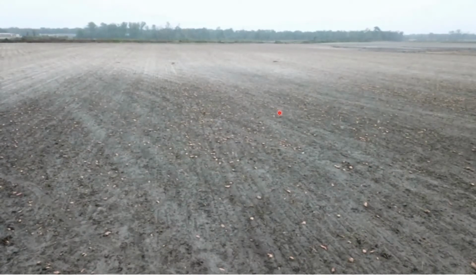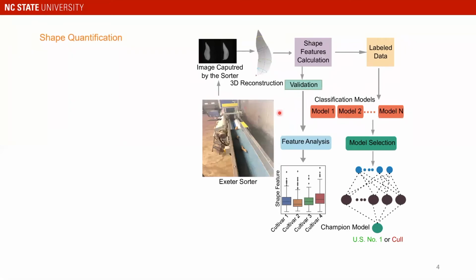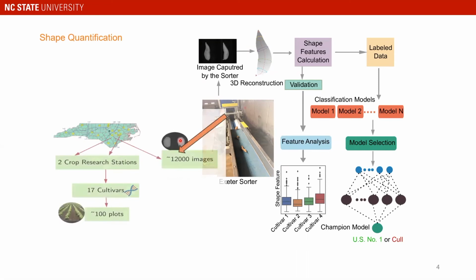One of the first steps of identifying the shape control mechanism in sweet potato is to be able to quantify the sweet potato shape. In order to do that, we worked with horticulture crop scientists working at the NCDA research stations and collected sweet potato image samples that were taken by this automated sorter.